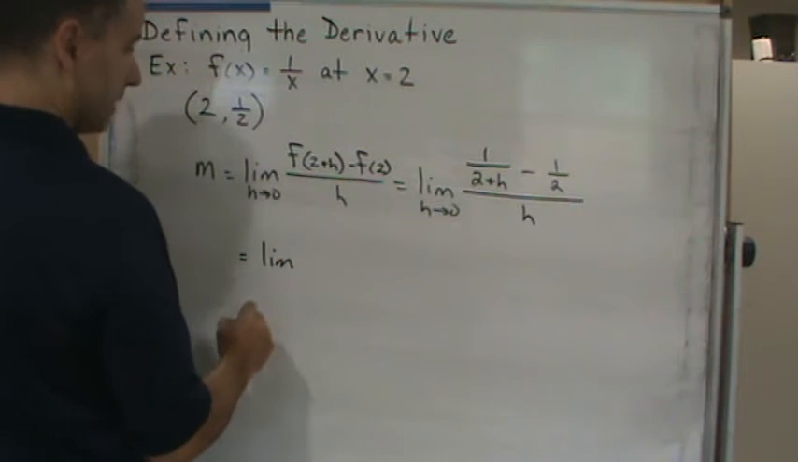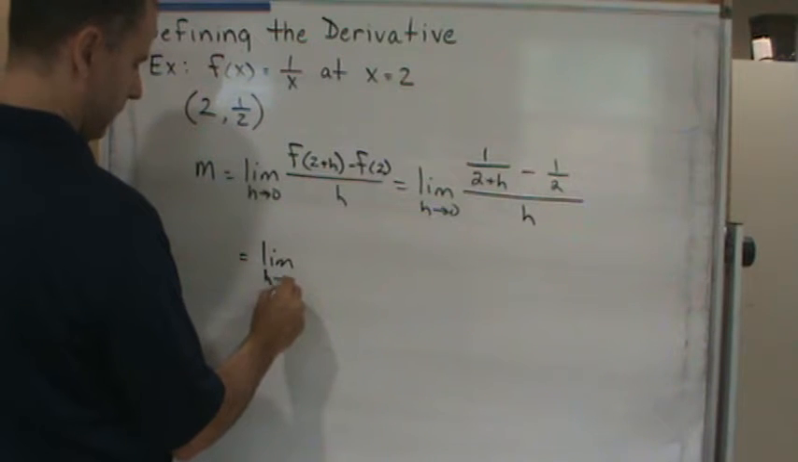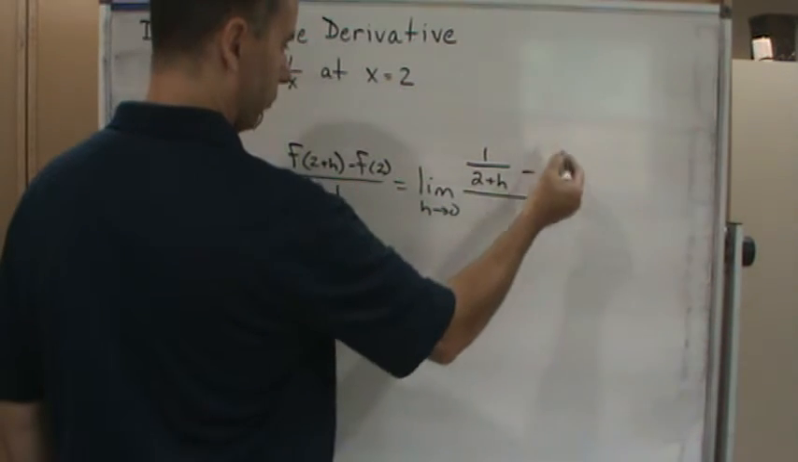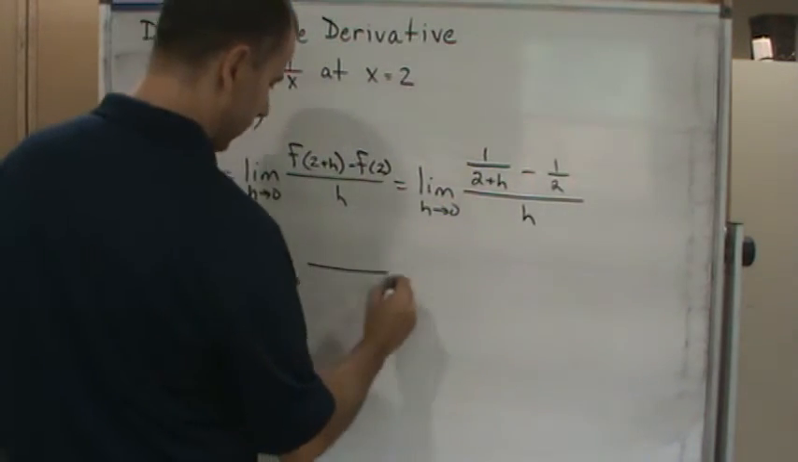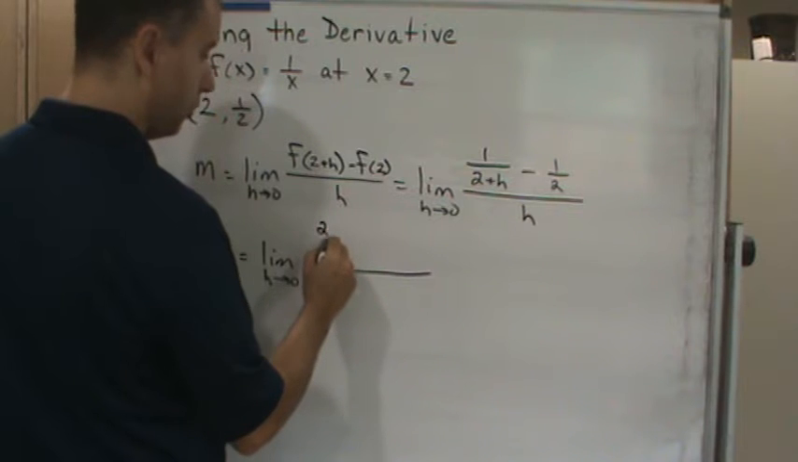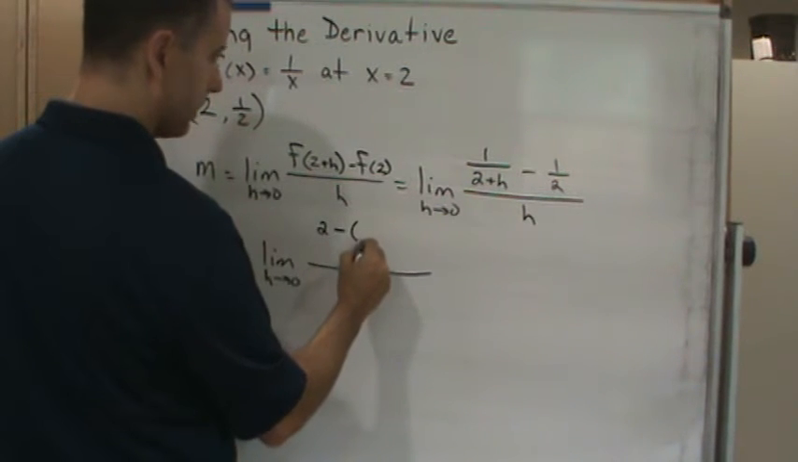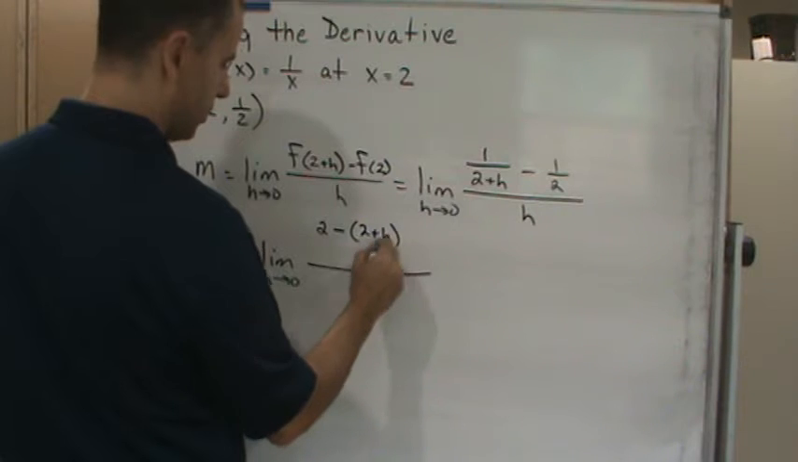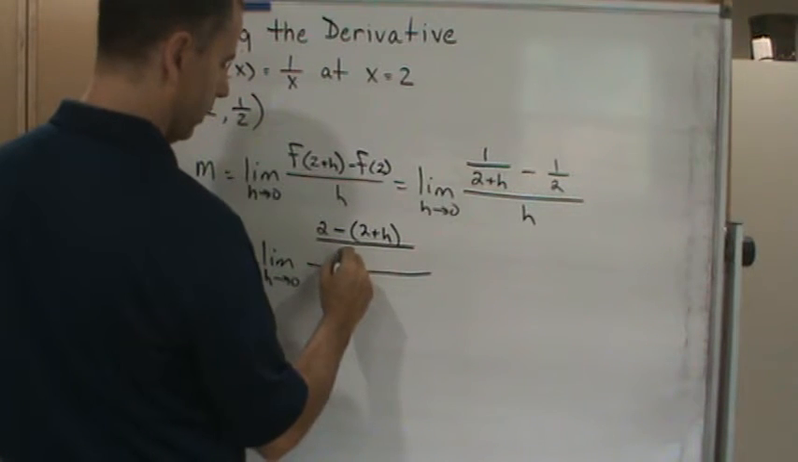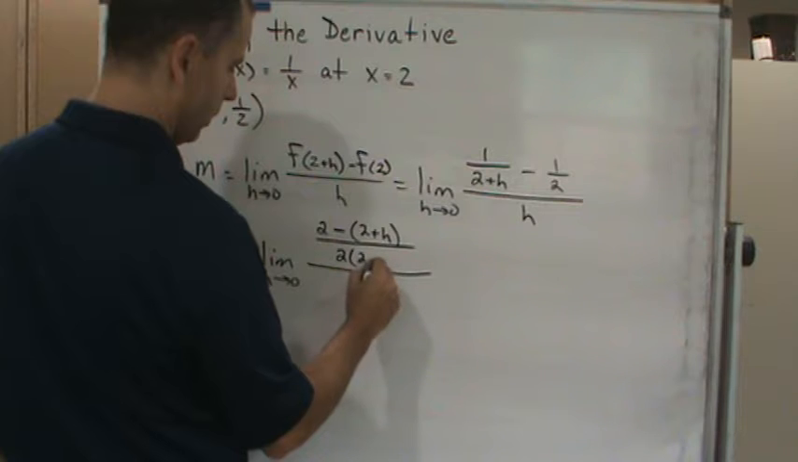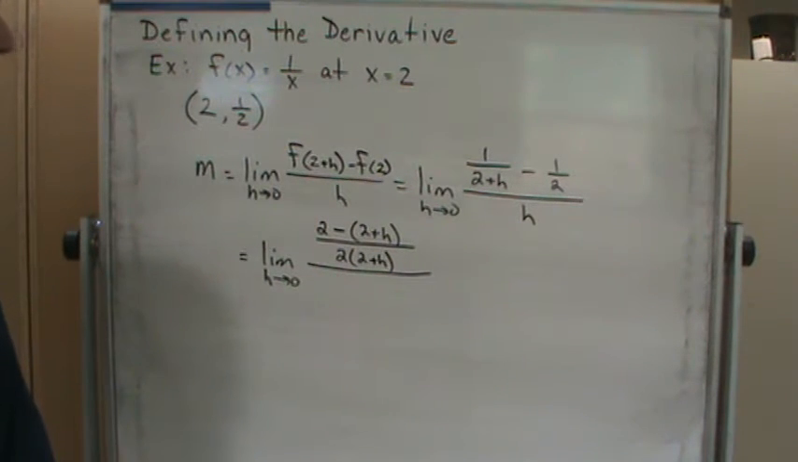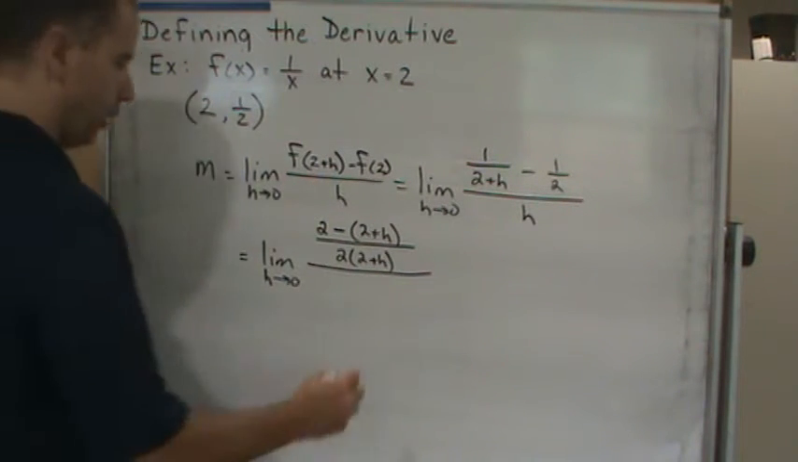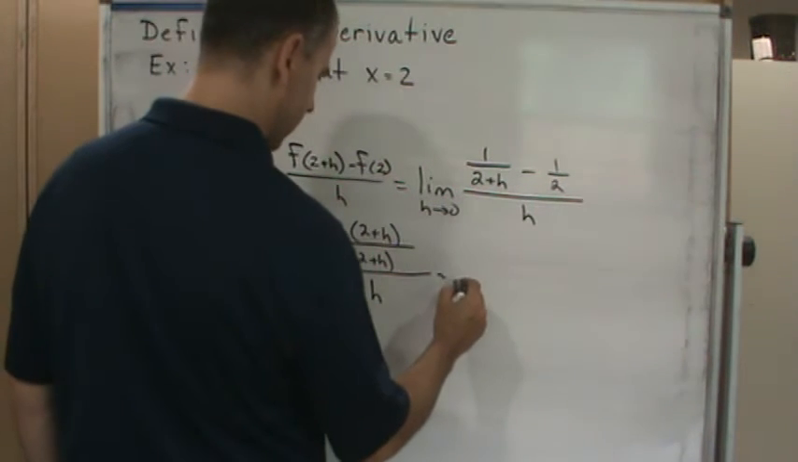Okay, now I'm going to simplify the numerator. Now it's just simplification time. I'm going to cross multiply and get a common denominator, right? So this is going to end up being 2 minus (2 plus h), all over 2 times (2 plus h). And of course, we have h down here. Now I'm going to keep simplifying.